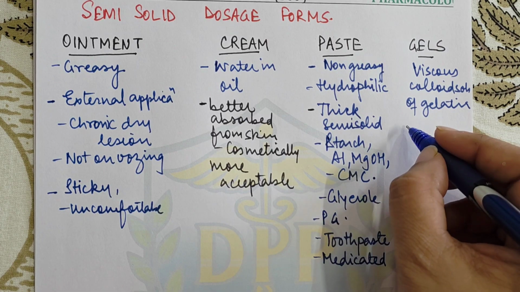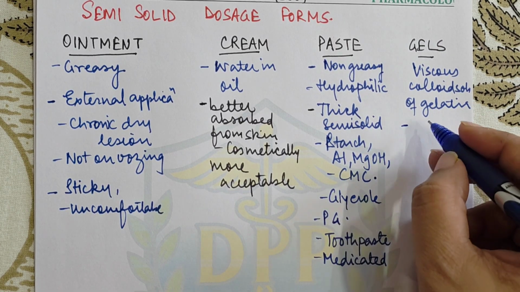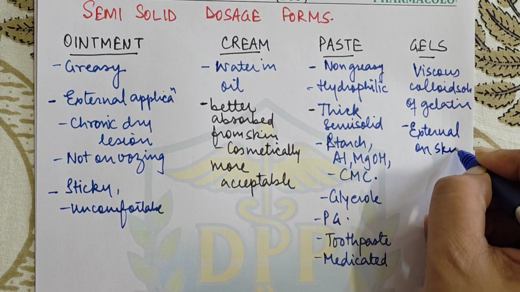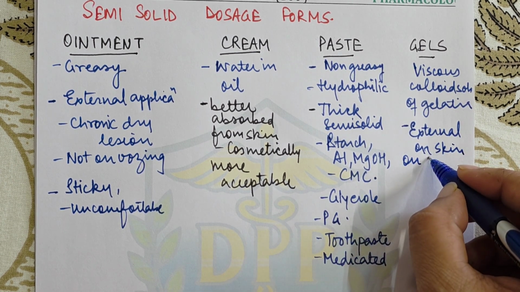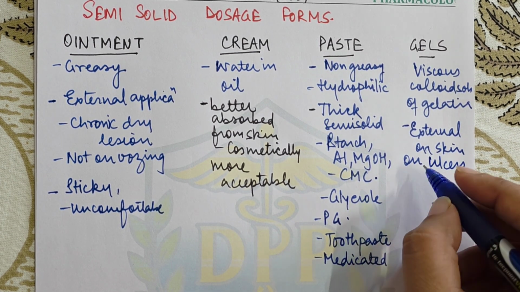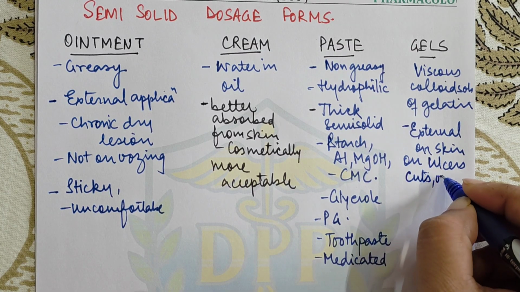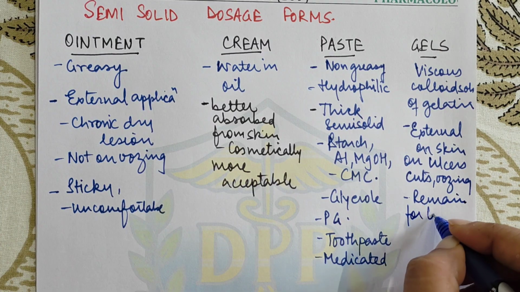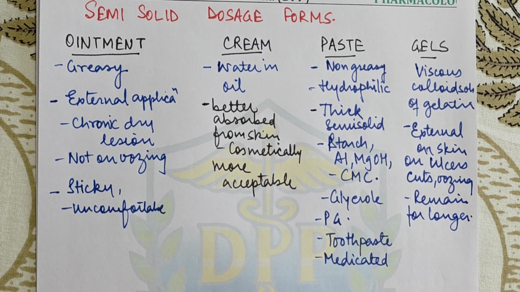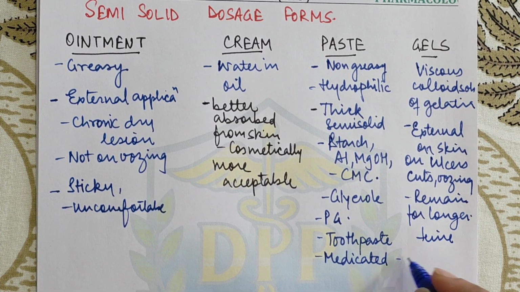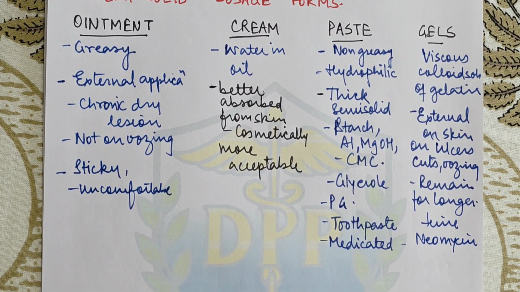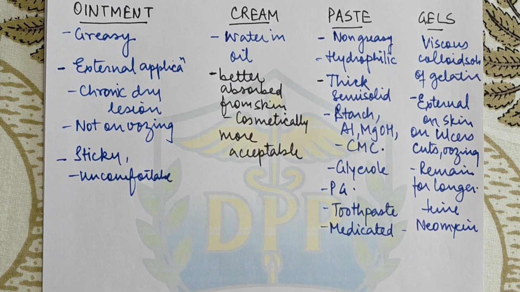Okay, then gel. Now what is a gel? They are viscous colloid solutions. They are used externally on the skin, and they can be used on ulcers, on cuts, on oozing surfaces also. They remain for a longer time there as compared to aqueous solutions. For example, there is neomycin gel, soframycin, which we very commonly use on cuts and any other oozing surface.